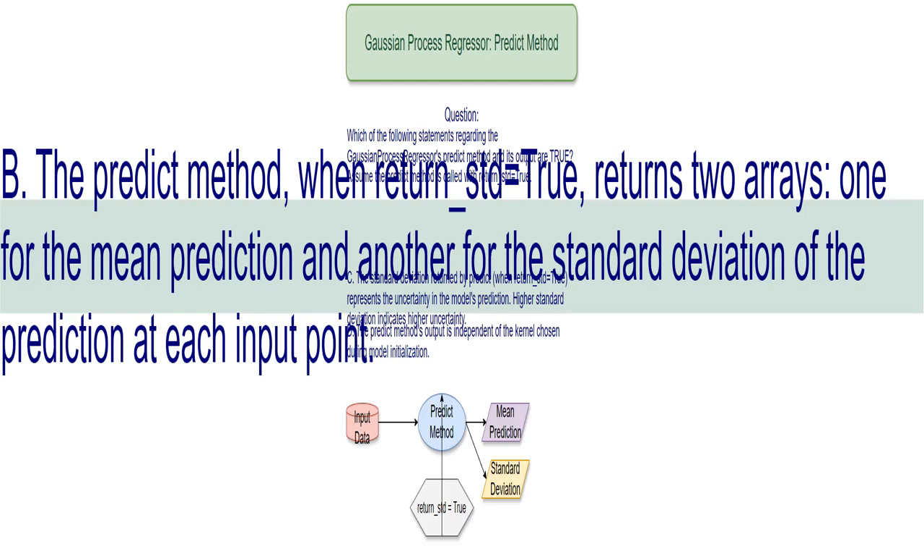This statement is correct. When you set return_std equals true, you get two things back: the average predicted value, the mean, and how spread out those predictions are likely to be, the standard deviation. Think of it like this: you're not just getting a single guess, you're getting a guess and a measure of your confidence in that guess.